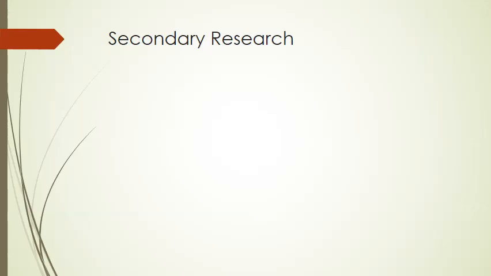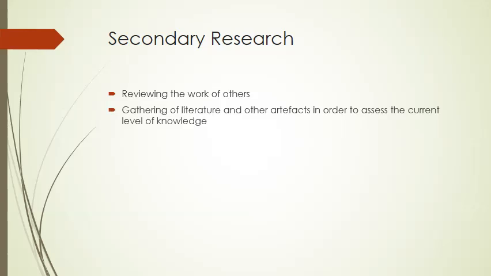So the first port of call, if you like, is the secondary research element. It's really important that we review the work of others for a number of reasons. Now, the work of others could come from television documentaries, newspapers, books, journals. There are a whole variety of different ways that we can gather information on the work of others. Once we've gathered literature and artifacts, we can assess the current level of knowledge. What do we know now, and where are potential gaps, or what could be built on?